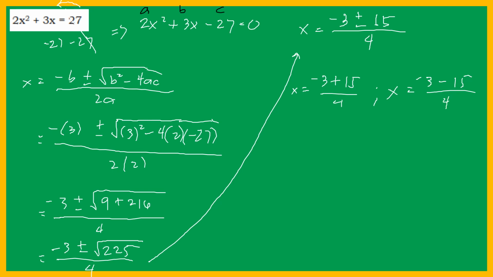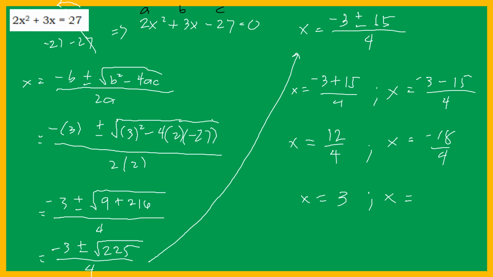So we have negative 3 plus 15 is 12 divided by 4. And then we also have negative 3 minus 15 is negative 18 divided by 4. The first solution is 12 divided by 4, which is 3. And then the second solution is negative 18 divided by 4.